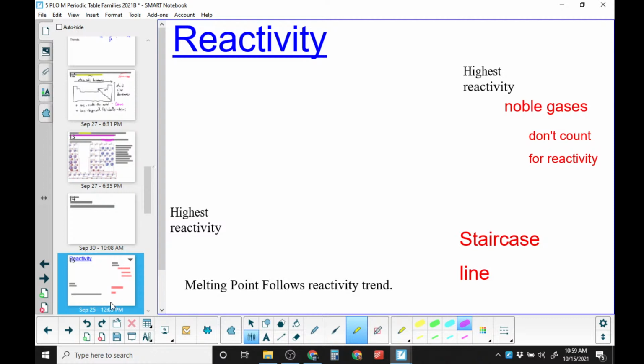Reactivity. Draw another periodic table. I'm going to draw it too. That's what makes it extra fun.